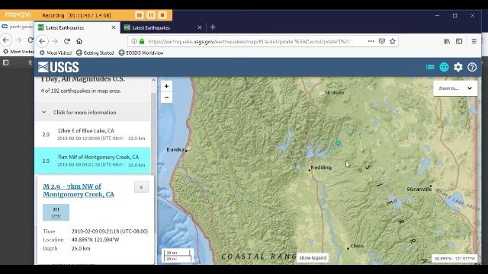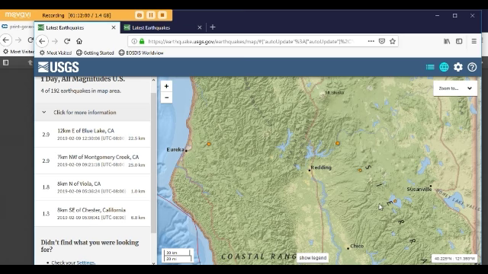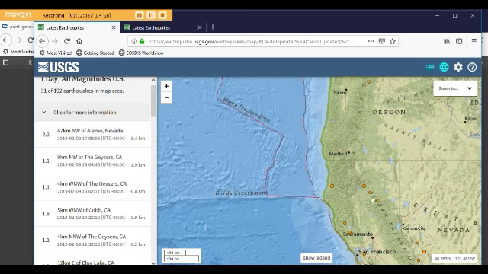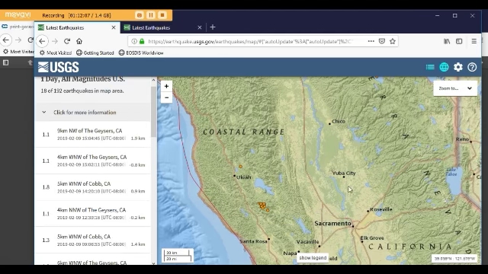And here's a 2.9 near Montgomery Creek, a 1.8 near Viola, and a 1.3 near Chester. So we got four right there. So that's more than we usually see there. So we got all those.